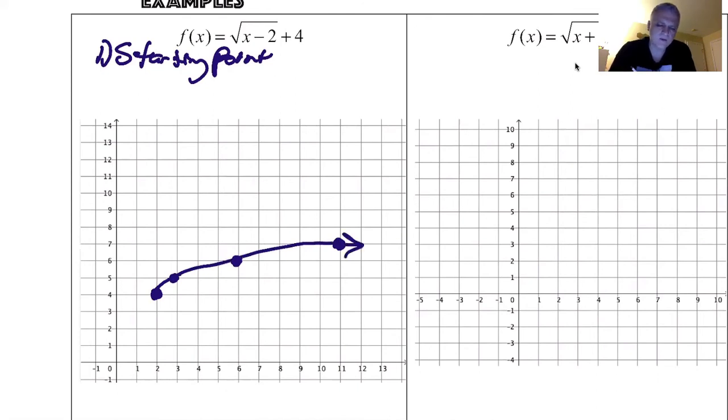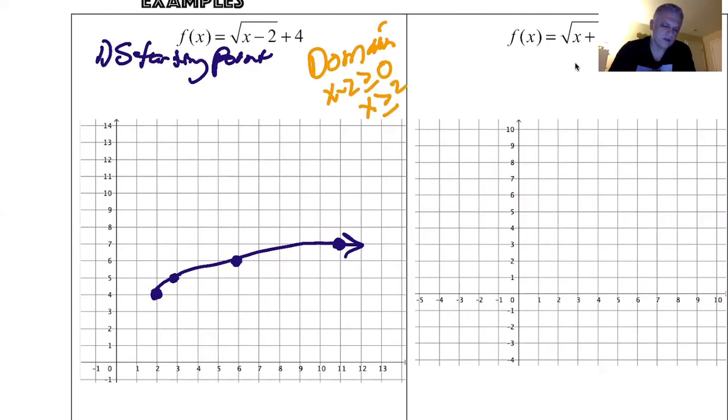Okay. Now, what was the domain? I want to go back to that. What was the domain of my function? Remember, x minus 2 was going to be greater than or equal to 0. Add 2 to both sides. That means x is greater than or equal to 2.